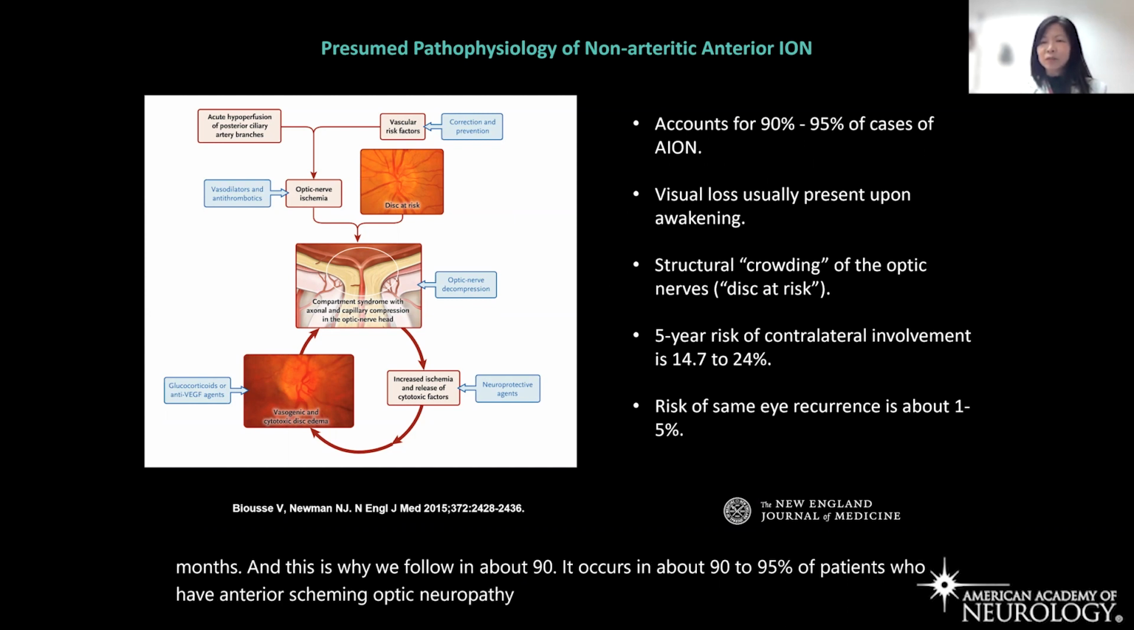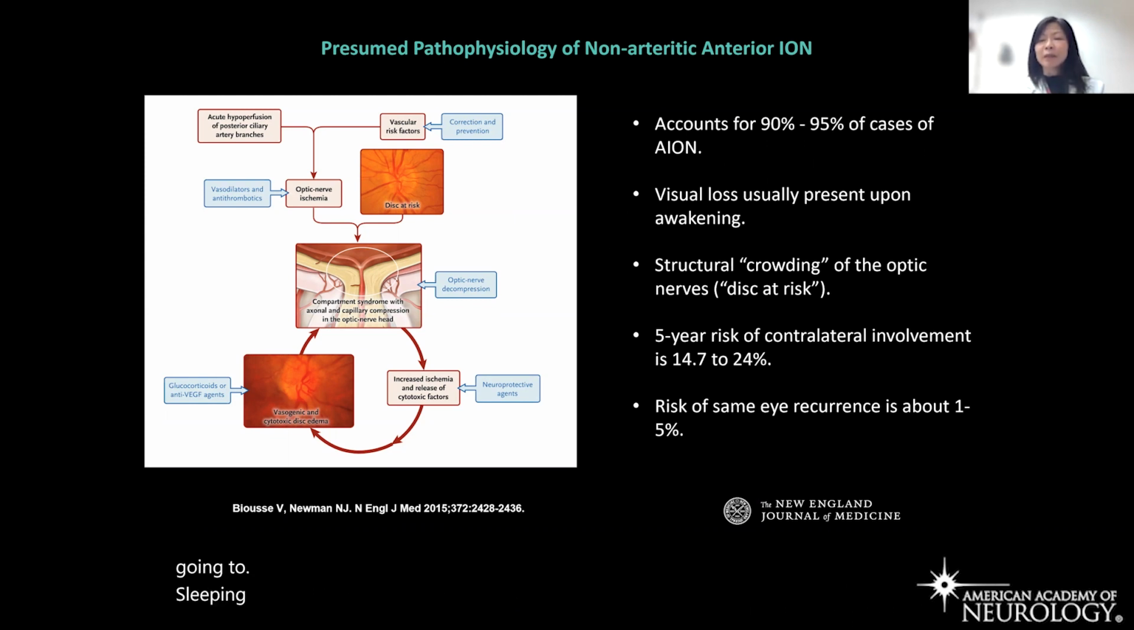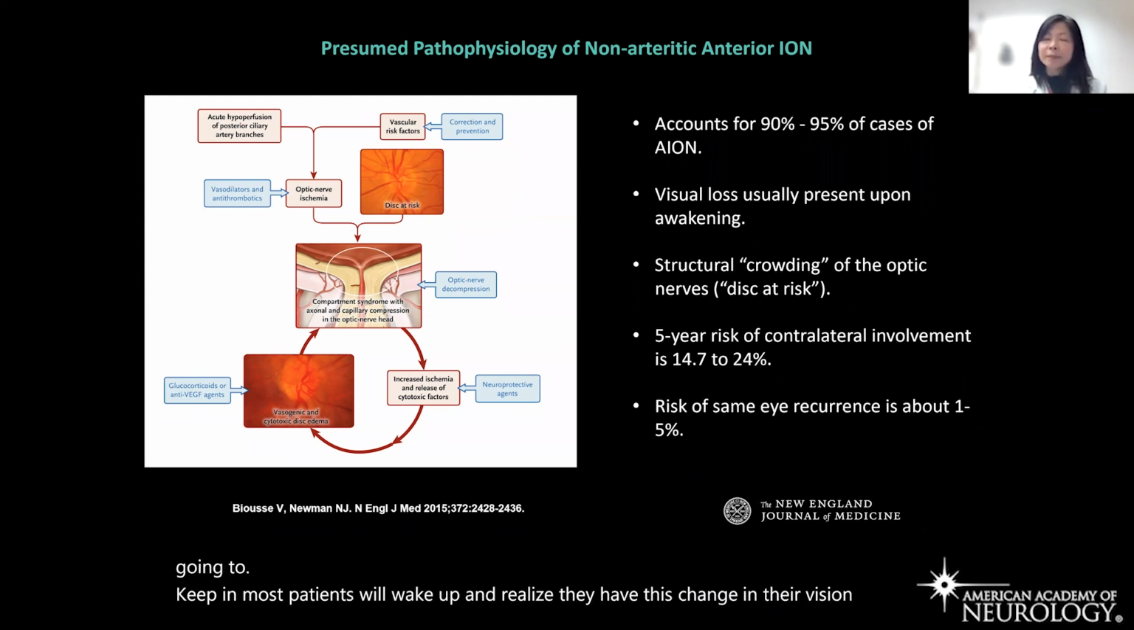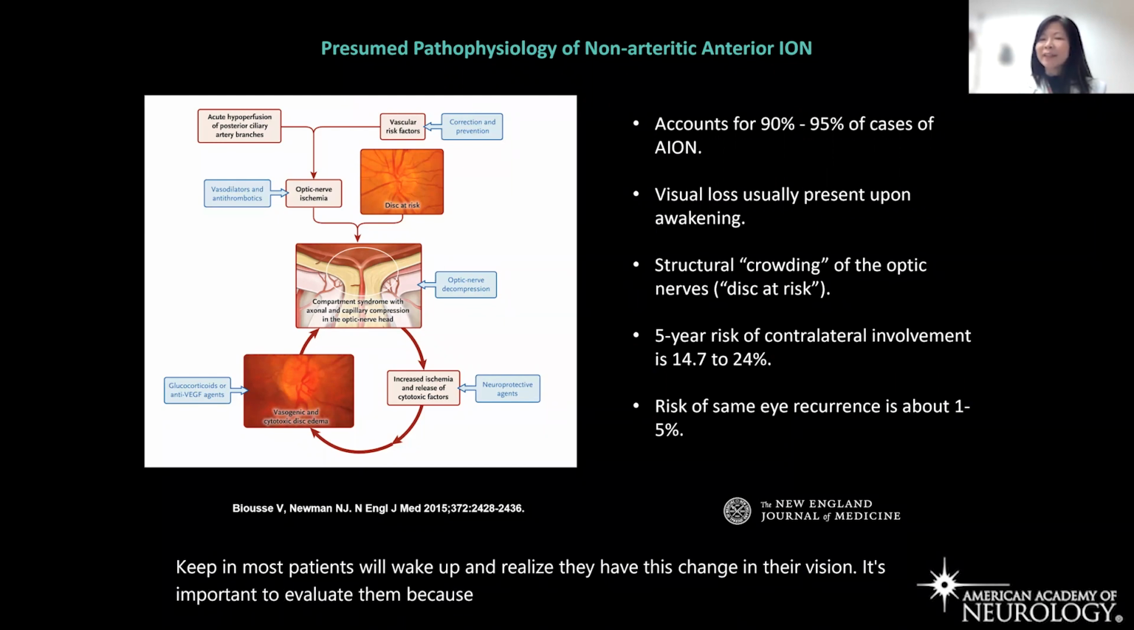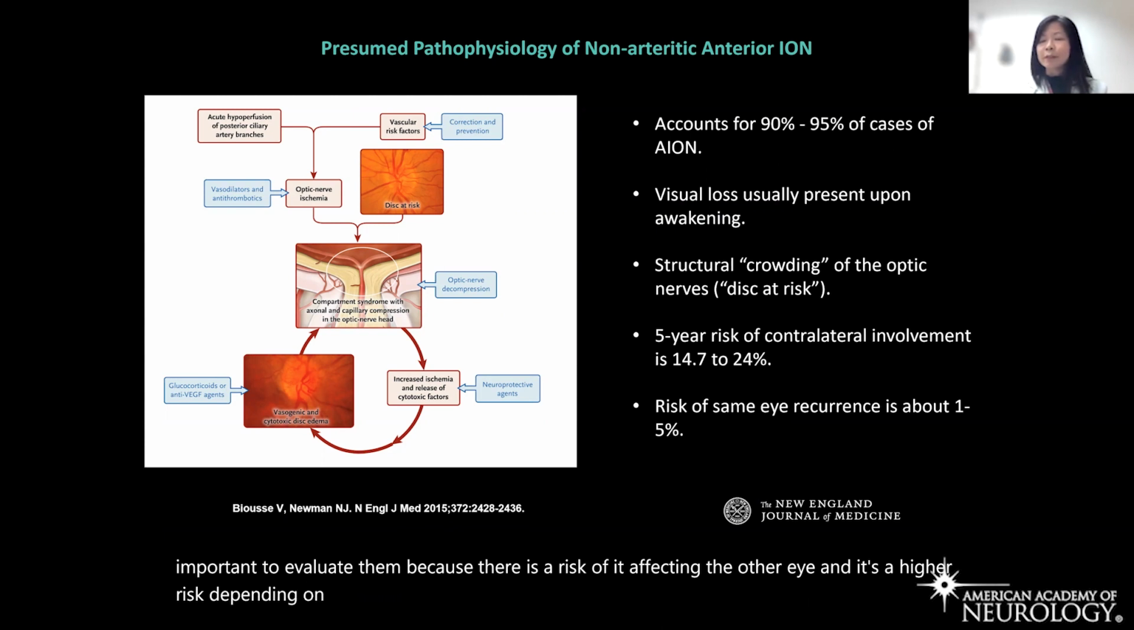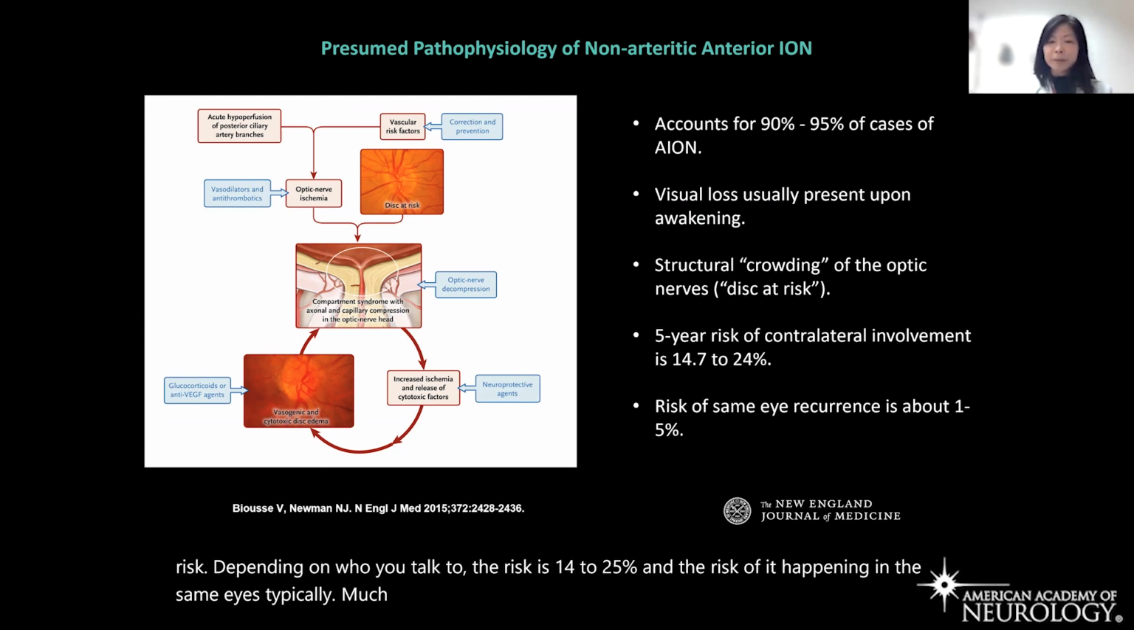And as I said, it's really in this awakening process from going to sleep, and most patients will wake up and realize they have this change in their vision. It's important to evaluate them because there's a risk of it affecting the other eye, and it's a higher risk. Depending on who you talk to, the risk is 14 to 25%. And the risk of it happening in the same eye is typically much lower, 1 to 5%.